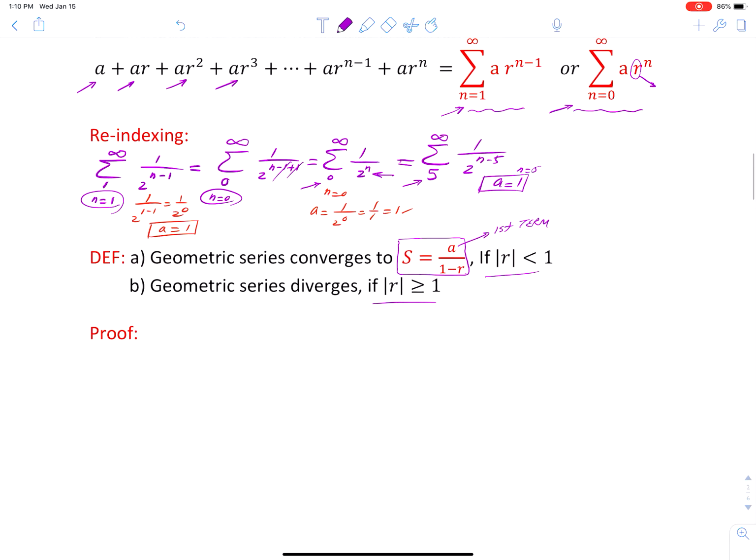And I'll show you the proof of it. So it would be very easy once you know it. You don't need to obviously do the proof every single time, but knowing these less than or greater than or equal conditions allows you to automatically come up with the answer. So the proof.